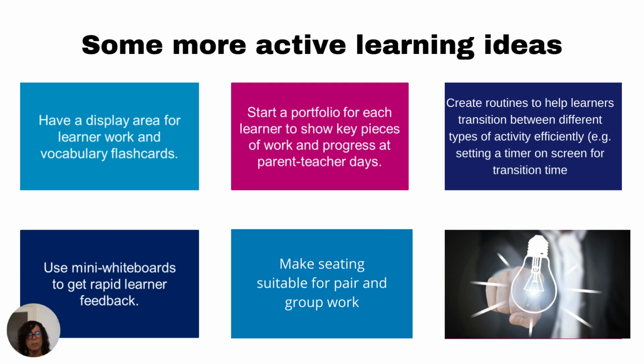Create routines to help them transition between different types of activity efficiently. Maybe setting a timer on screen for transition time. You can use mini whiteboards to get quick feedback, so that you decide what type of feedback, what type of system you want them to use, and so they can use these mini whiteboards. And if at all possible, you make the seating suitable for pair and group work.